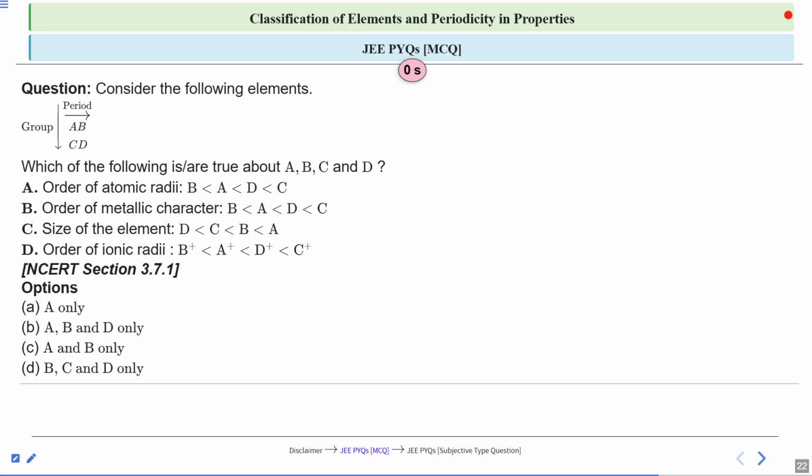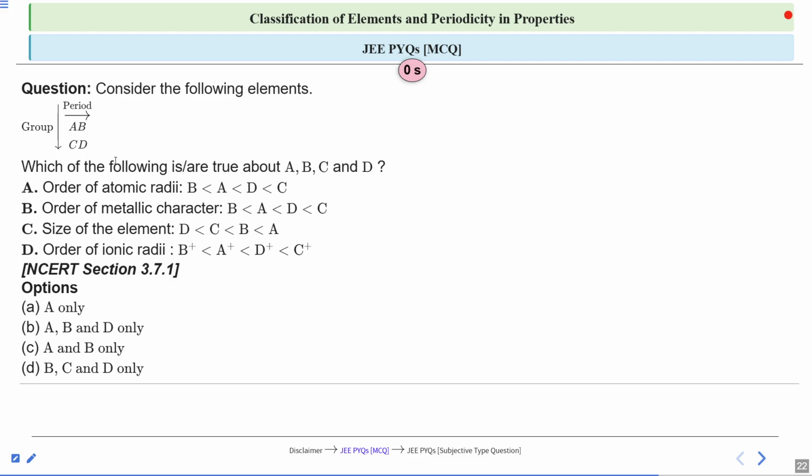So what will be the option here? Correct option. What do you know about the radius? If we are moving across a period, we know that the radius decreases. So of course if you compare A and B, then B will be smaller, then A will be larger in size. So this is given correctly, and the same goes for ionic radius. We have already talked about this, that if the charge is the same, the radius will follow the same trend as the atomic radius. For B plus, then A plus.